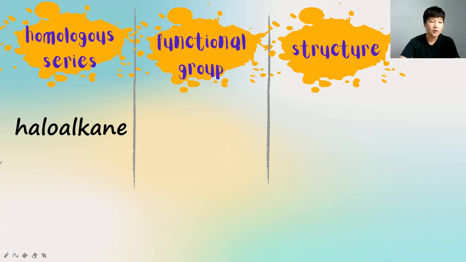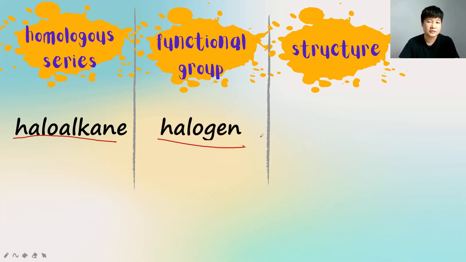Next, haloalkane. When the homologous series is haloalkane, what gives rise to the haloalkane is halogen. Alright, the functional group is halogen.